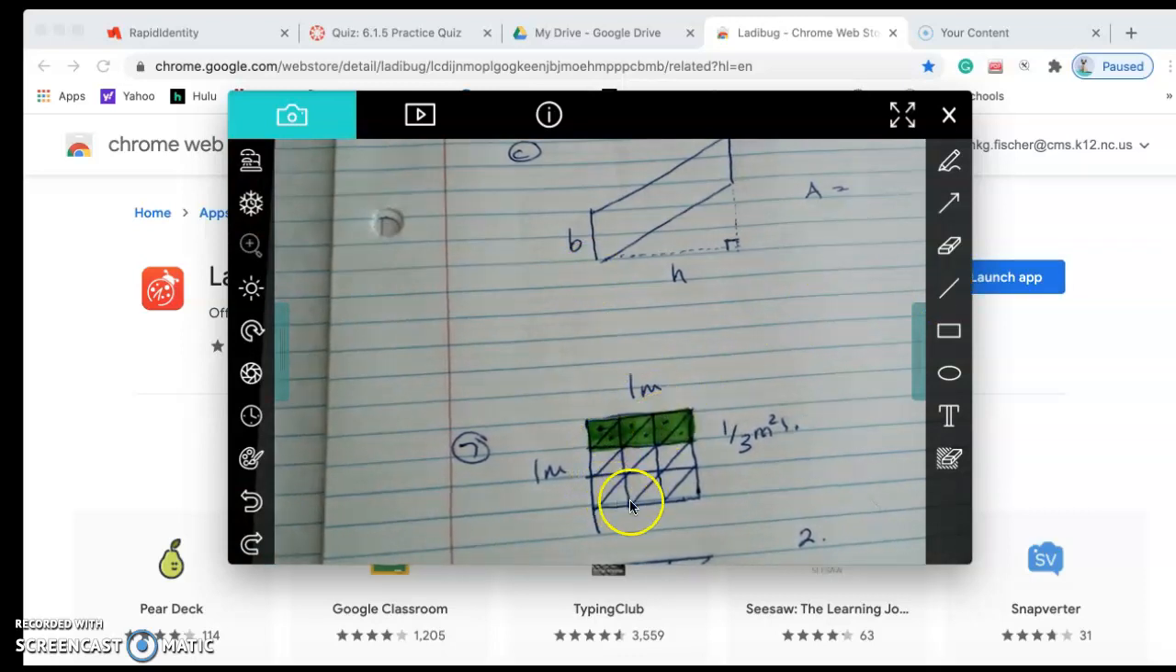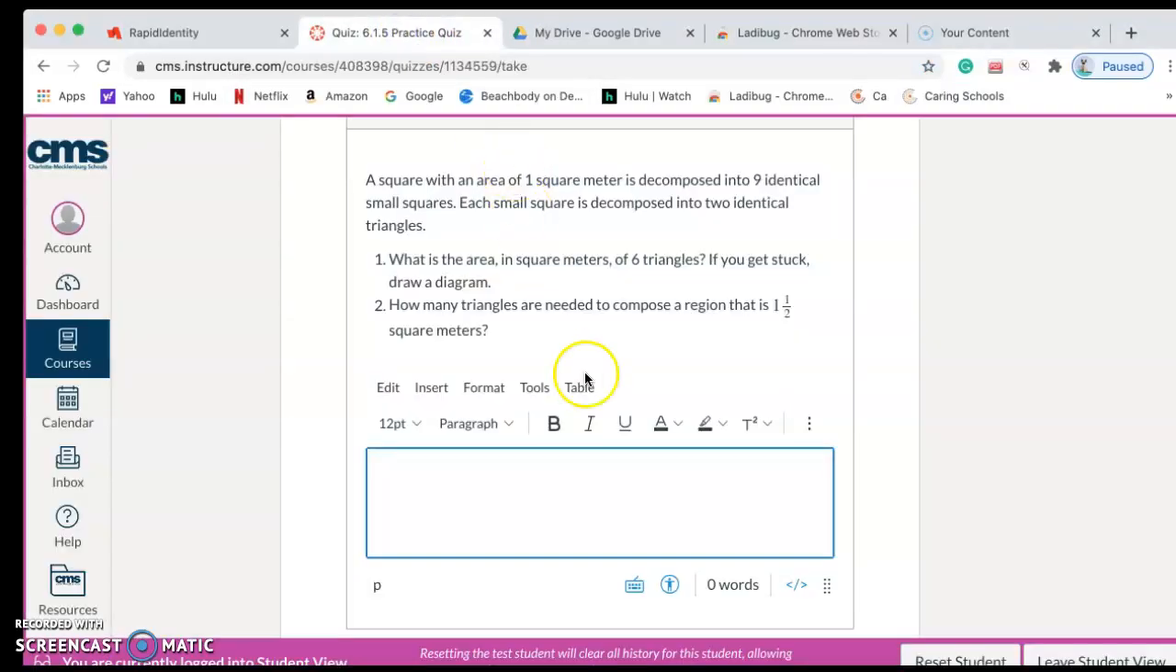You dissected it, broke it up into 9 little squares, I'm sorry. Cut each of those squares in half using triangles. And then we only needed 6 of those. That would be 1/3. 1/3 of the meter squared.